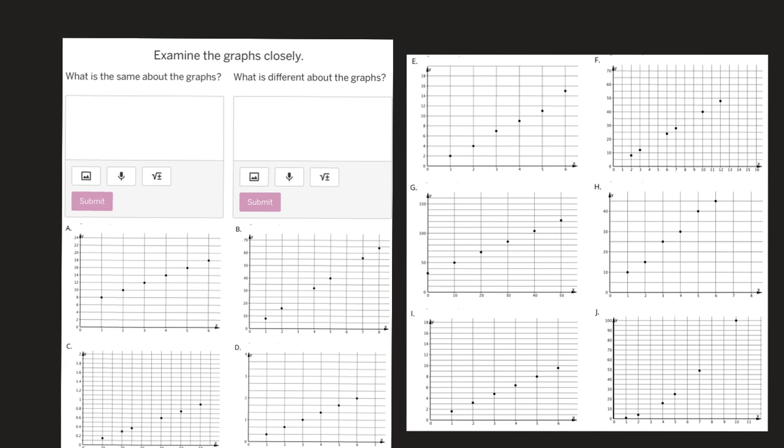I'm going to take a look at all of these different graphs, and then we're going to try and decide if they are proportional or not. But first, we're going to look at them and say some things that we notice about them and some things that can be different about them. All of these graphs have points. Let's look at the first one here.